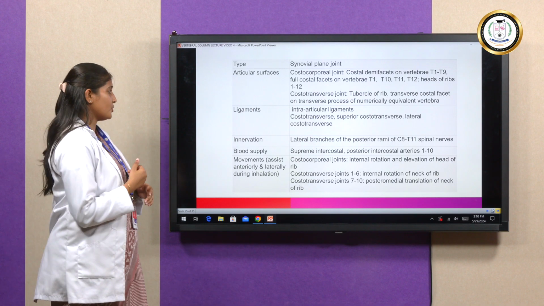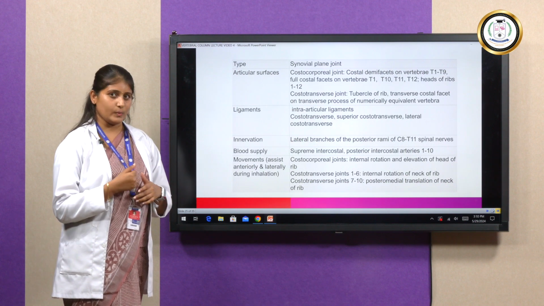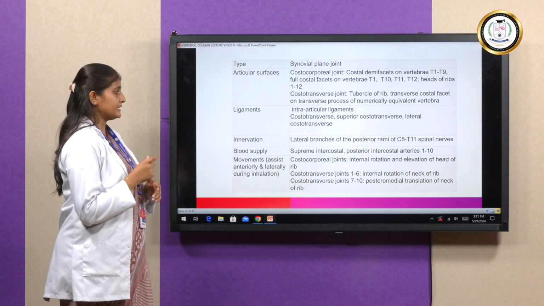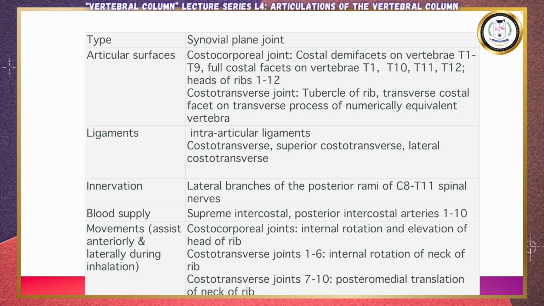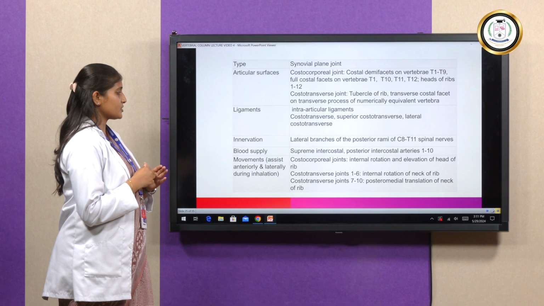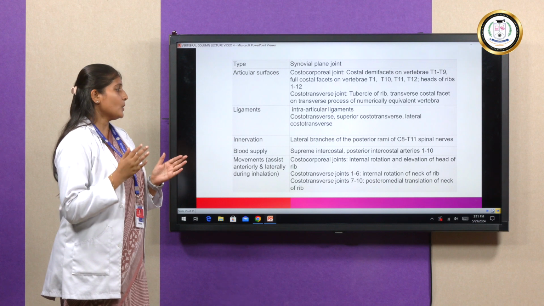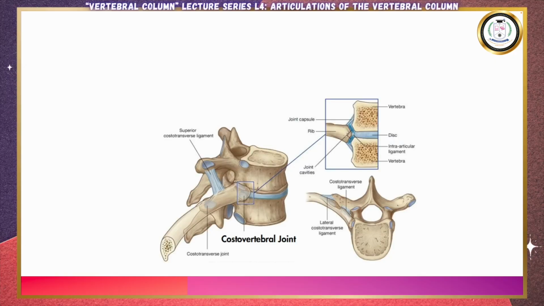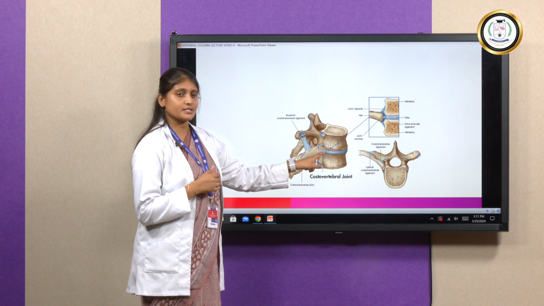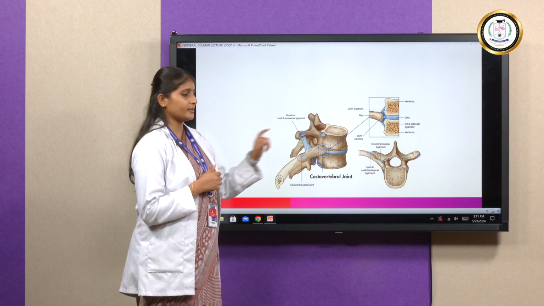So, here the costocorporeal joint, which is the costovertebral joint, has the internal rotation and elevation of the head of the rib. Next, the costotransverse joint from 1 to 6 has the internal rotation of the neck of rib. Then the costotransverse joint from 7 to 10 has the posteromedial translation of the neck of rib. So, here we have the costovertebral joint. The head of the rib articulates with the costal facets or the demifacets of the vertebral body.